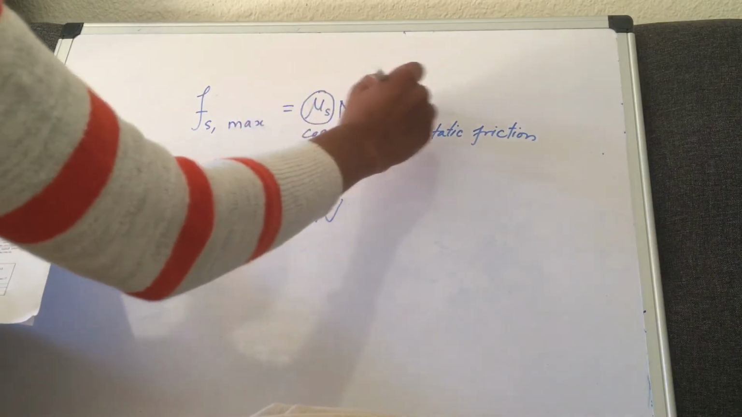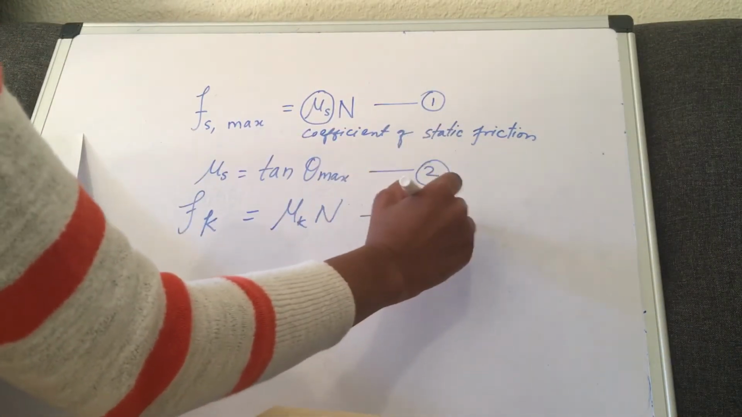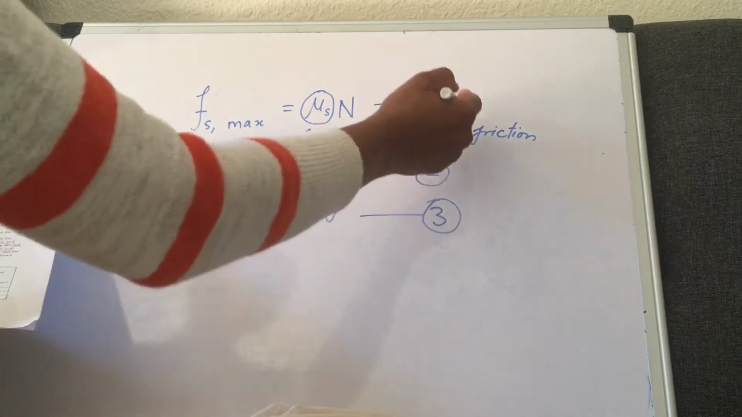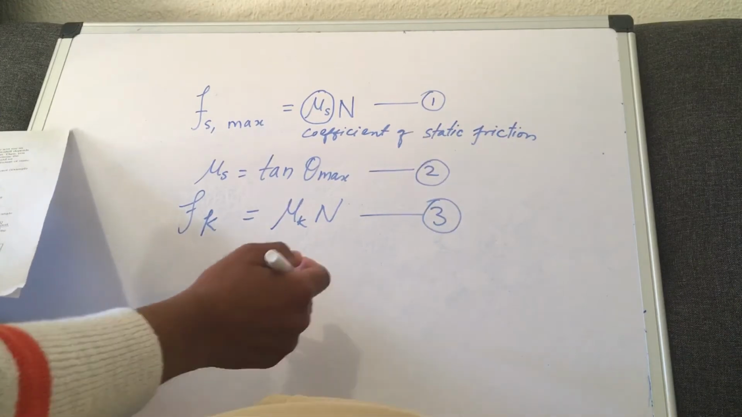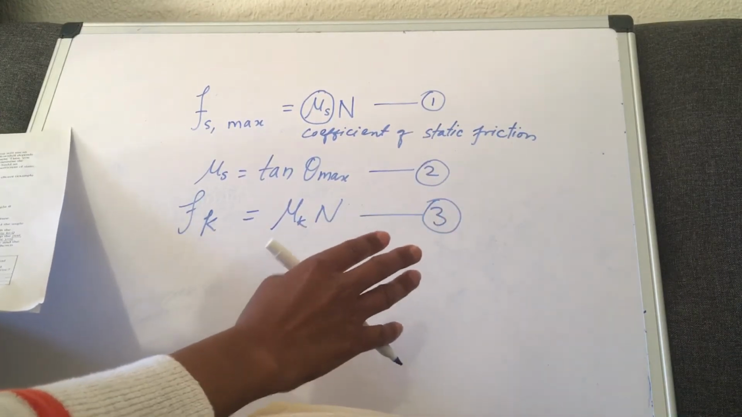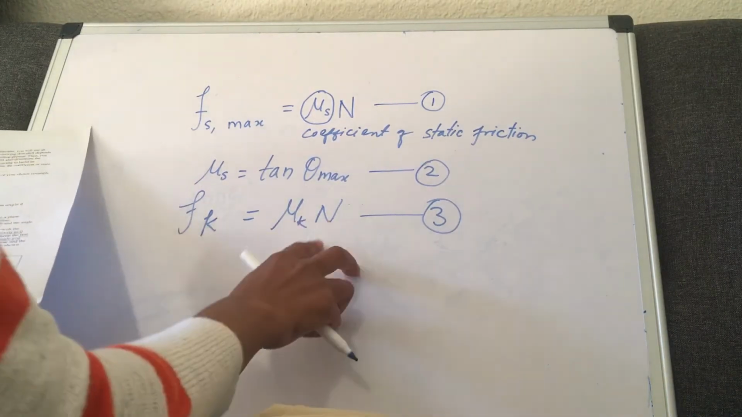Let's call this equation 1, this 2, and this 3. If you like, you can call them Harry, Jack, Sam or something like that. We're just numbering them so we can refer to them easily later.